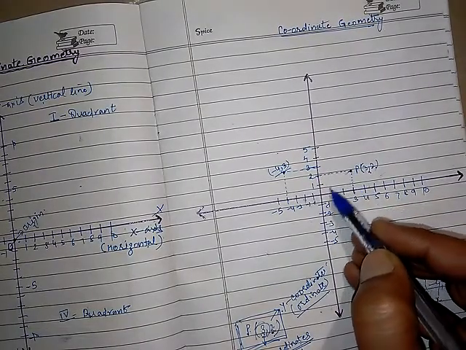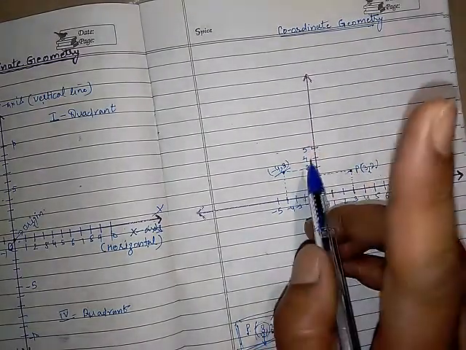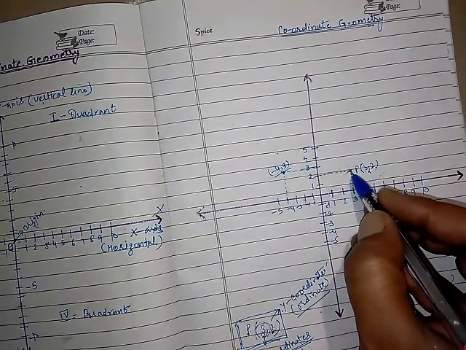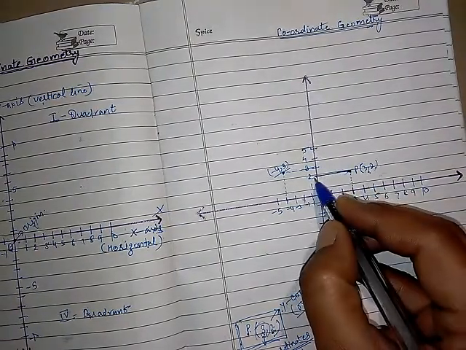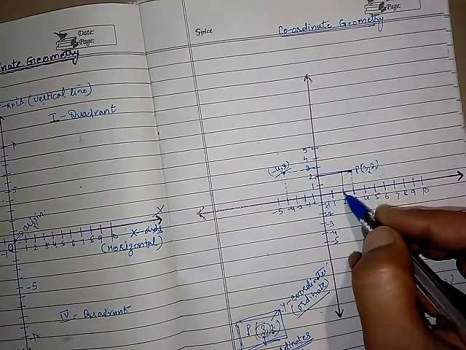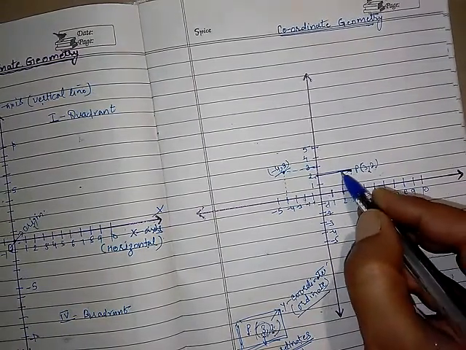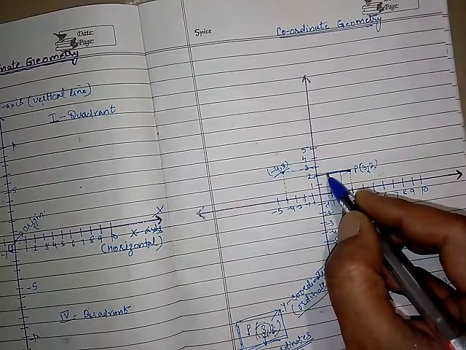You cannot say this much distance and this one distance. No, only perpendicular distance. This perpendicular distance is how much? It is not 2. Count this. This is how much? 1 unit, then 2 units, then 3 units.